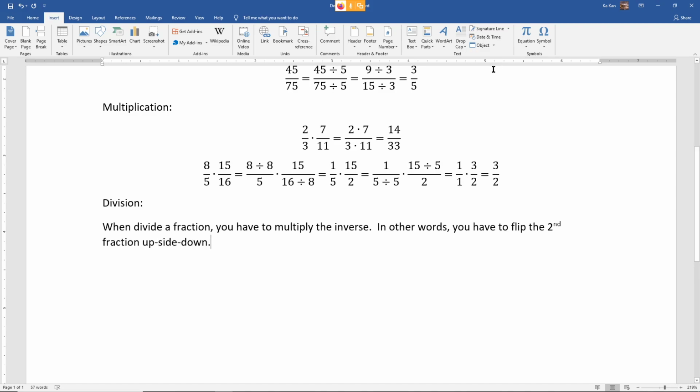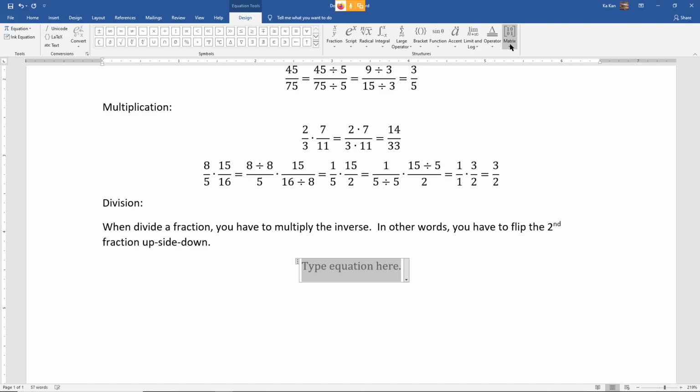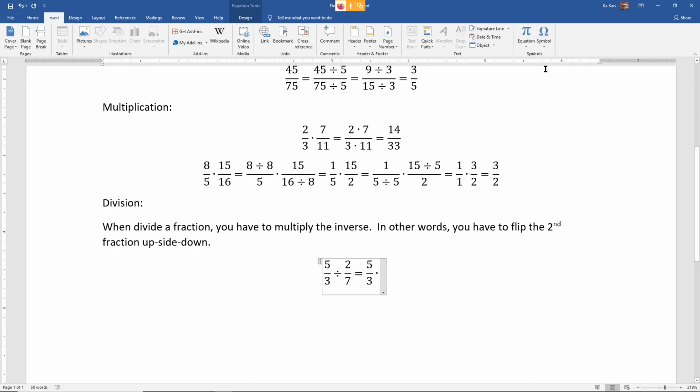So what am I saying? Well, here's an example. Say I have 5 over 3, for example, right? Divided by, so I'm going to use a division sign, say 2 over 7. Well, it turns out this is the same thing as a multiplication, but you have to do it like this. 5 over 3, and then you have to times 7 over 2. You have to flip the second guy.